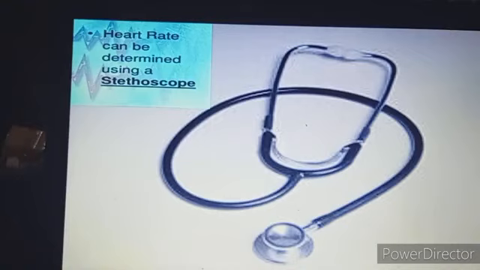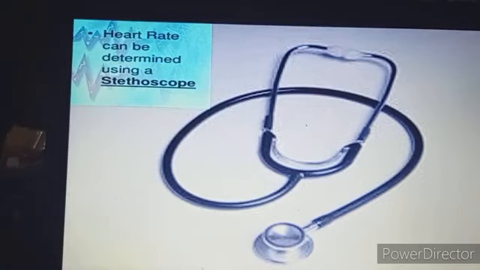The heart beats at an average of 72 times per minute. You might have noticed also, when you go to the doctor to consult the doctor for any disease, he hears the sound from the chest region, isn't it? Yes, using a stethoscope.